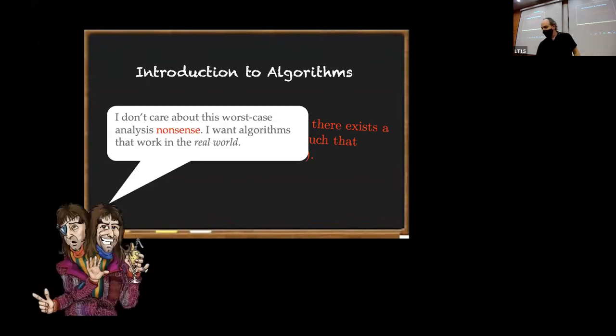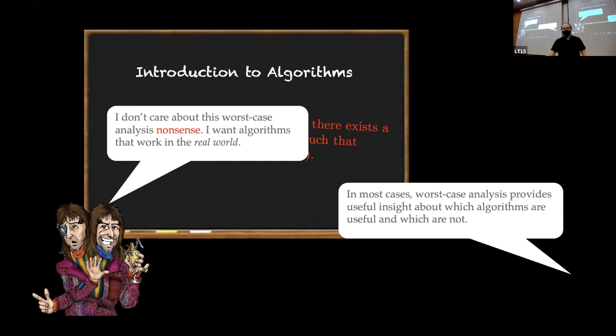Okay. And you know, some clever student in the front row, usually back in pre-COVID days anyways, would raise their hand and say, wait a sec, I don't care about all this worst case nonsense. I want algorithms that work in the real world. Stop with your worst case whatever. And the old gray-haired professor would say something like, well, in most cases, worst case analysis provides useful insights about which algorithms are useful and which are not. And they drone on for a bit longer.